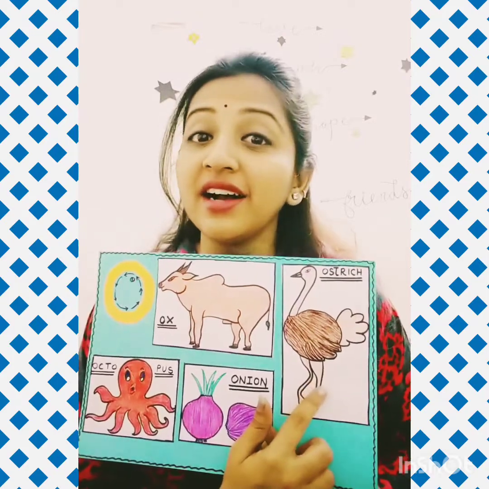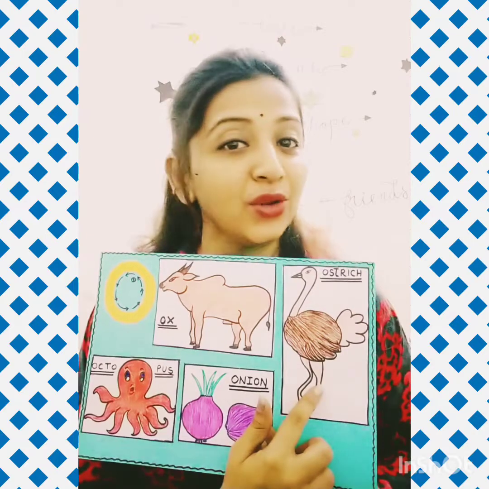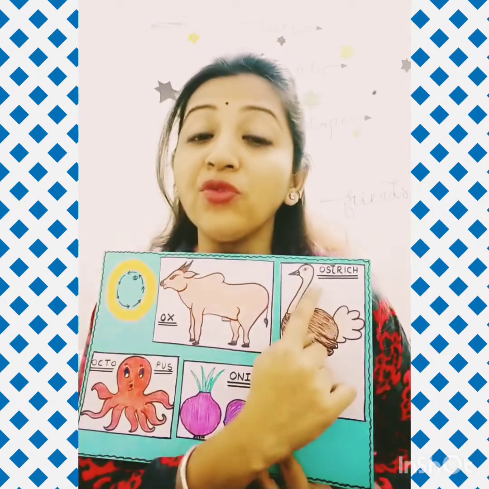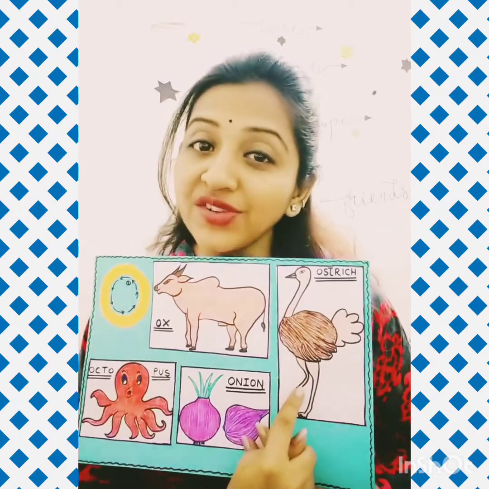Now, look here, kids. What is this? It's a bird. Do you know its name? No? O for ostrich.